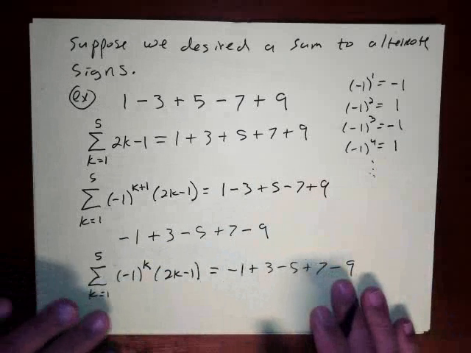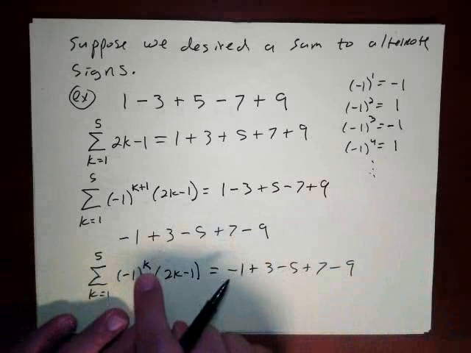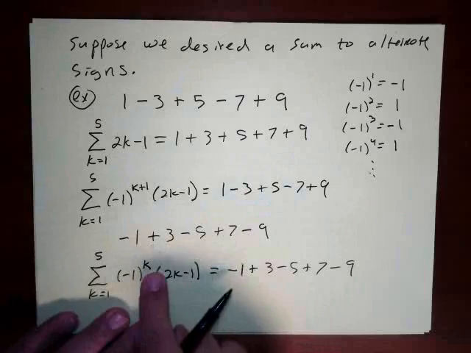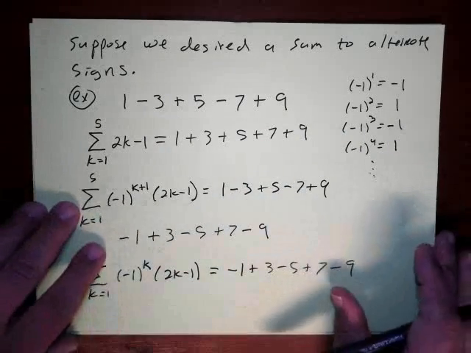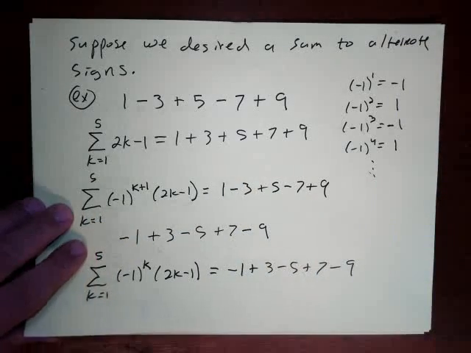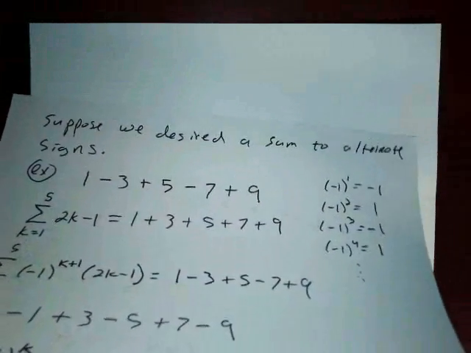So you can do all kinds of different things. You can have this exponent be like 2k, well, no, that would be all odd. Never mind, or all even. But okay, so that's how you could get sums to alternate like that, okay?